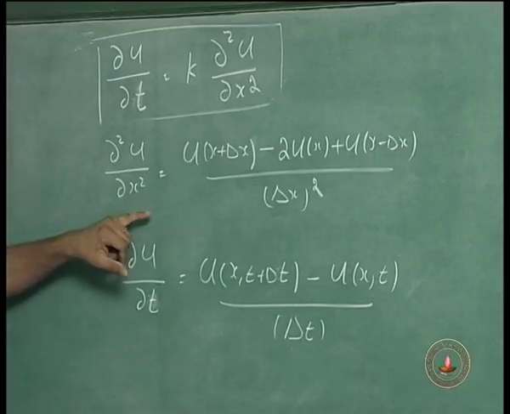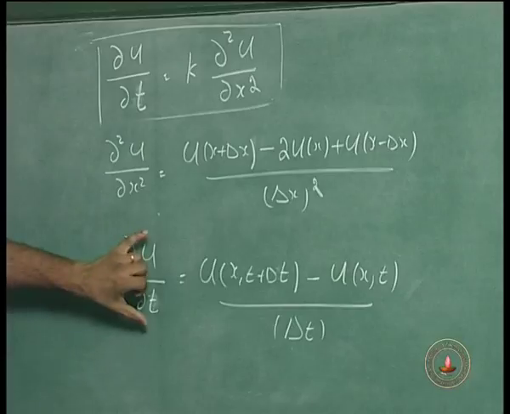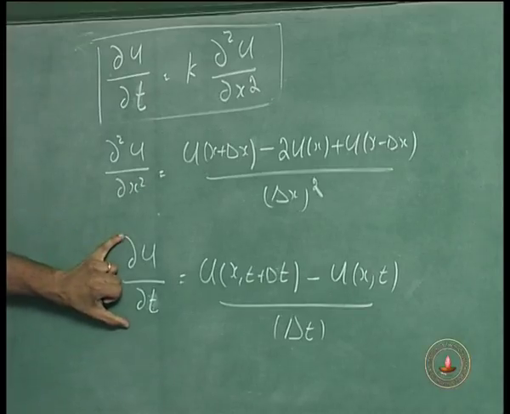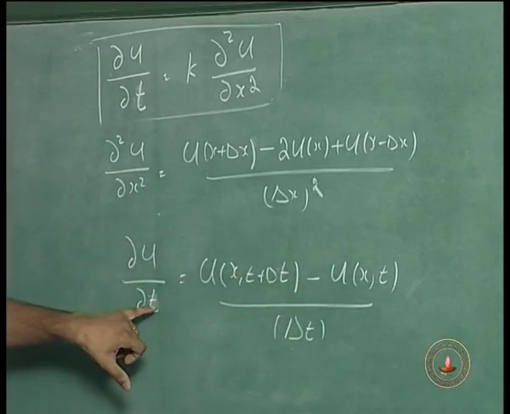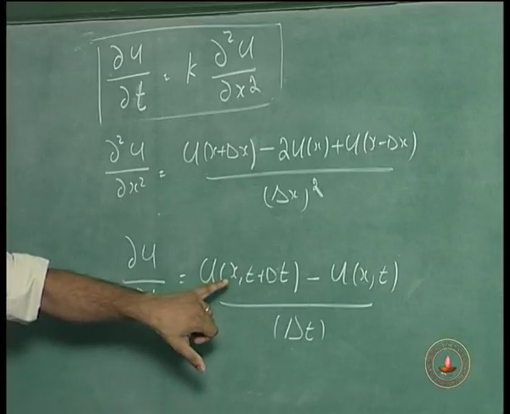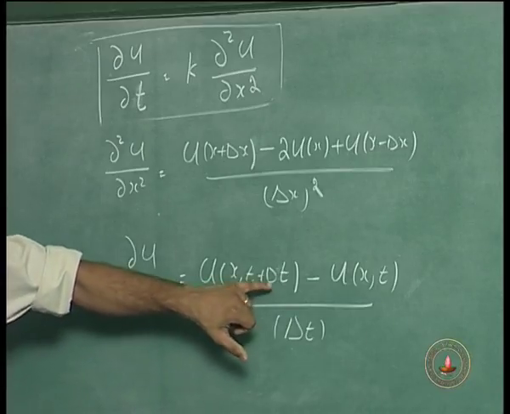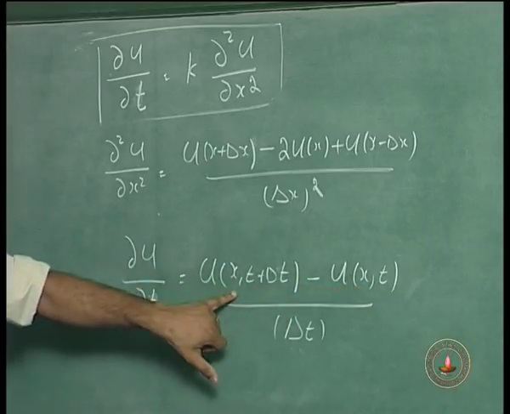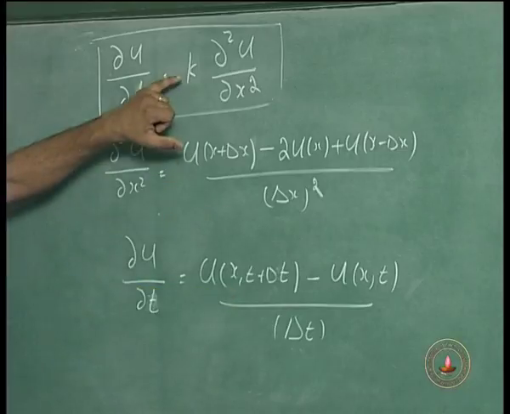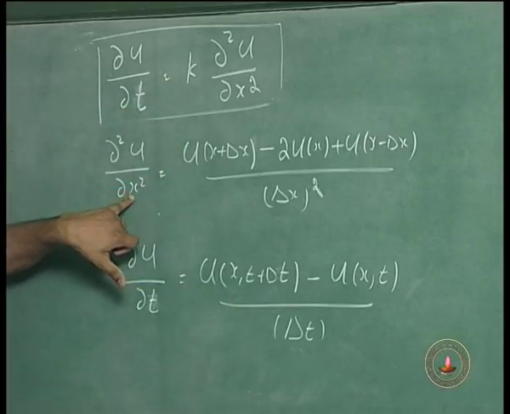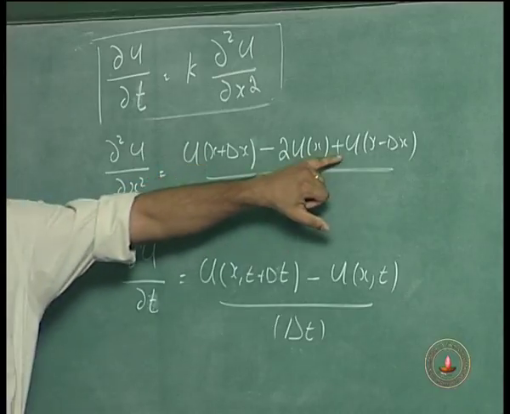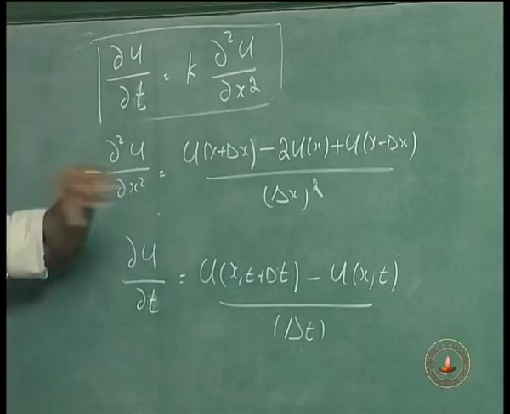Now the question is, there is a choice here when you substitute this into this equation. Since this is only a derivative with respect to time, I can write this as u at x, t plus delta t, minus u at x, t, divided by delta t, at the same position x. Now the right hand side is only a derivative with respect to the space variable x. Then the question is whether we should take this derivative at time t or time t plus delta t. So there is a choice there.